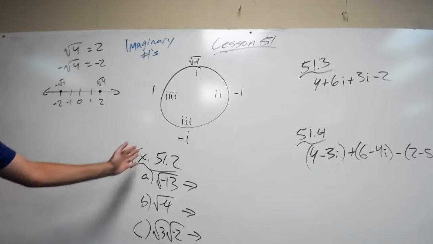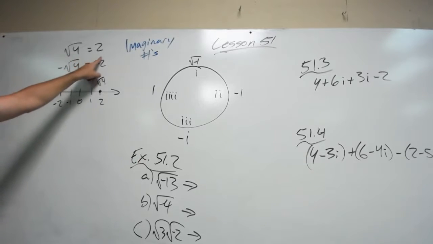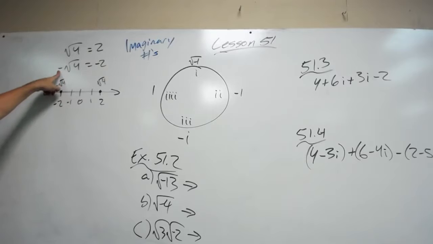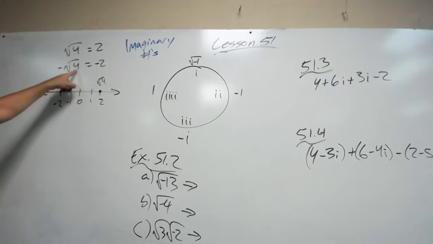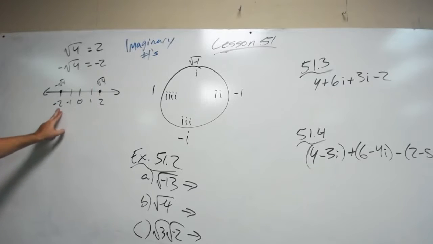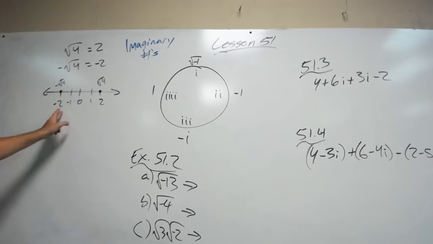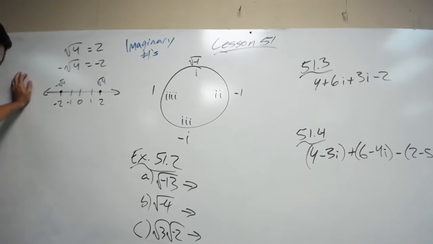Just to progress to what an imaginary number is, if you have square root of 4, we know that that's 2. If you have negative outside of the square root of 4, that's negative 2. So these can actually be graphed on a number line. Right here we have negative square root of 4, aka negative 2, and square root of 4, aka 2.